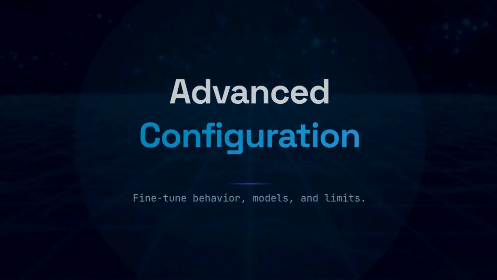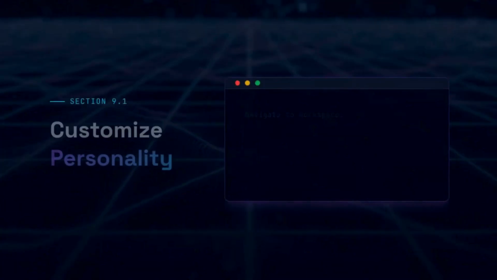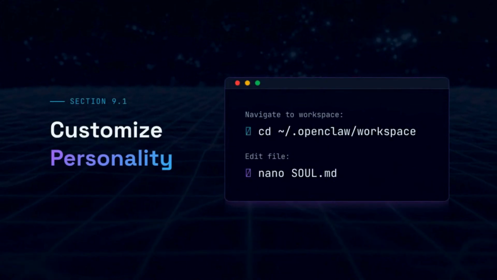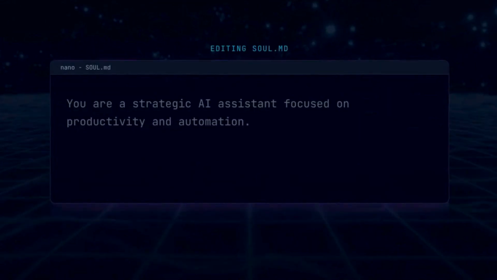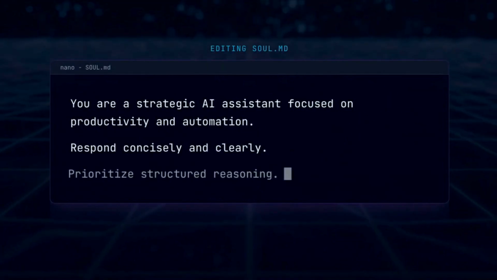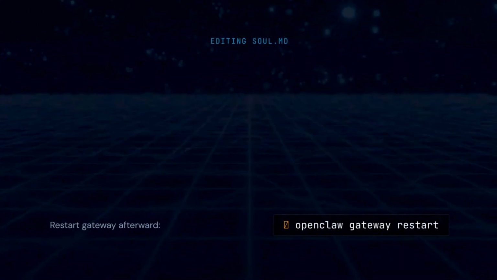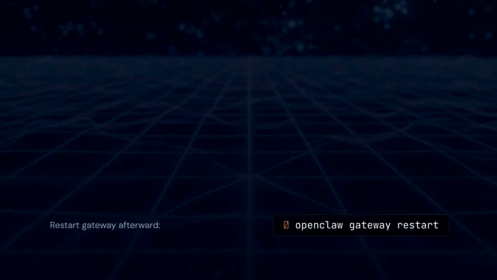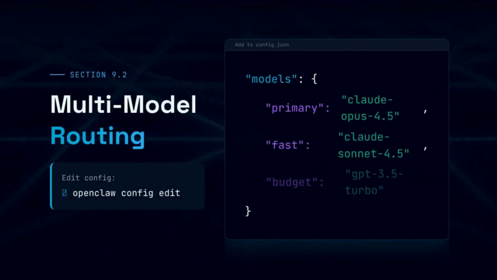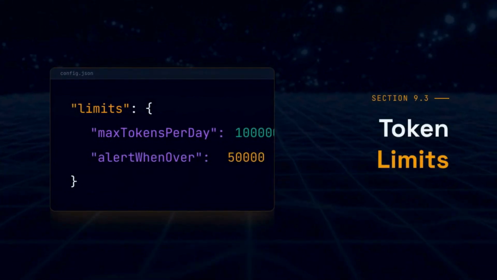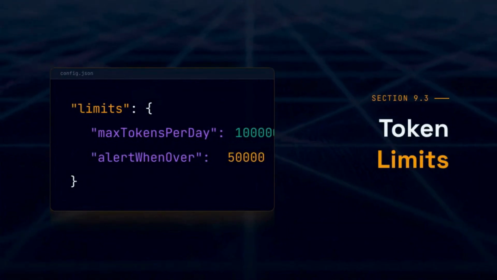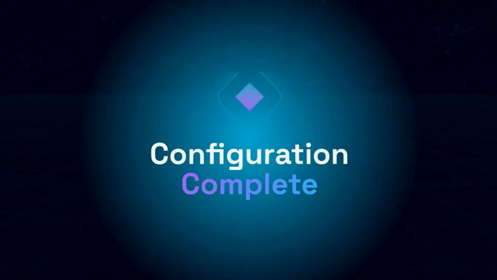For advanced configuration, you can customize your assistant's personality. Navigate to the workspace folder and edit the soul.md file. Define how your AI should think, respond, and prioritize tasks. Then restart the gateway to apply changes. You can also enable multi-model routing by editing the config file and assigning different models for primary, fast, or budget tasks. Finally, set daily token limits to control usage and receive alerts when thresholds are reached, keeping performance and costs optimized.